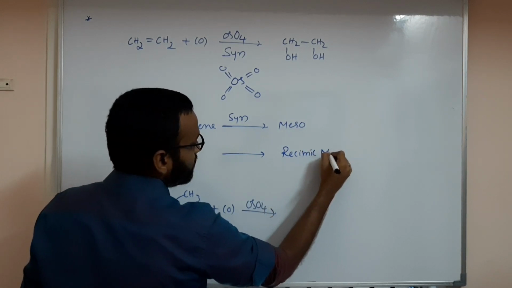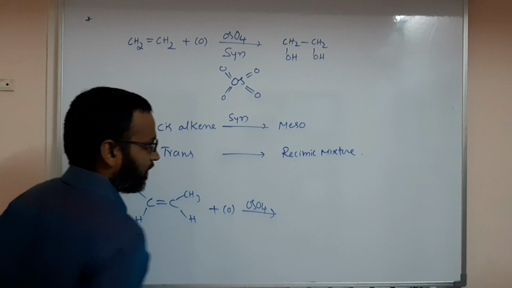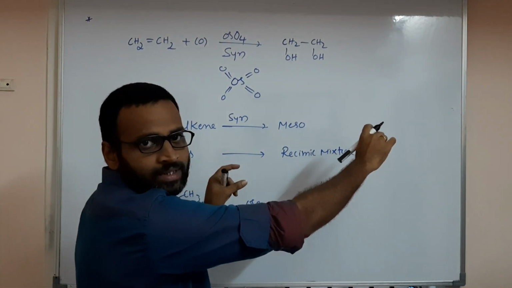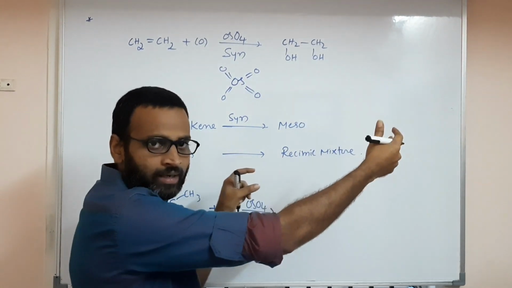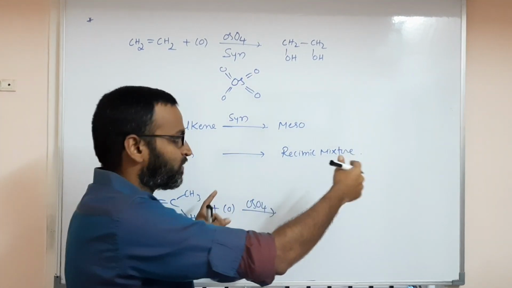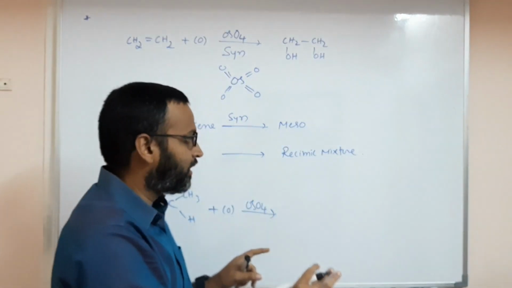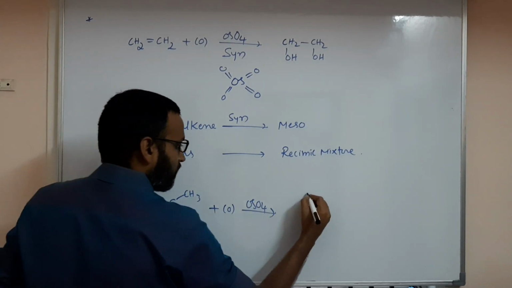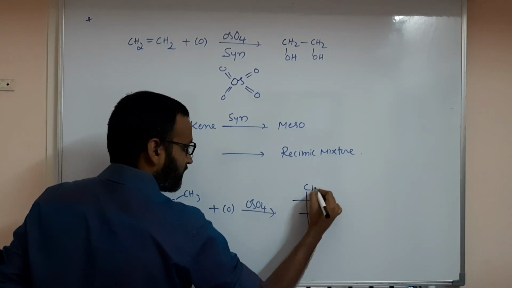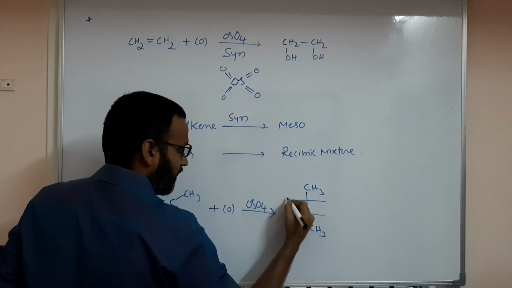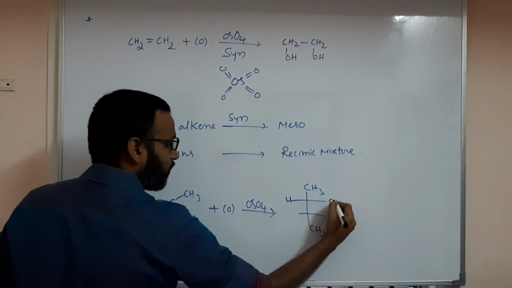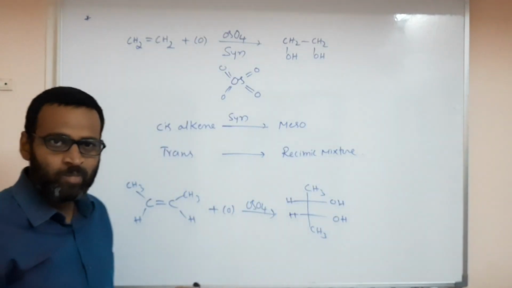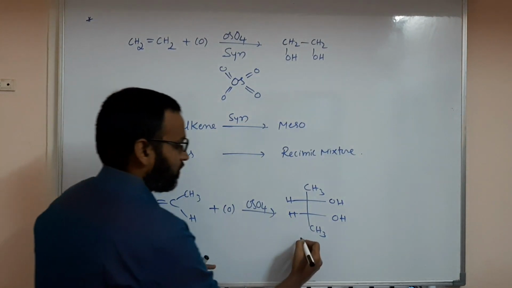What is a racemic mixture? The functional groups are on opposite sides: one above the plane, one below, like D form and L form, dextro and levorotatory. If we have this cis alkene, then our product has CH3 and CH3, H and OH, and H and OH. This is the meso form.